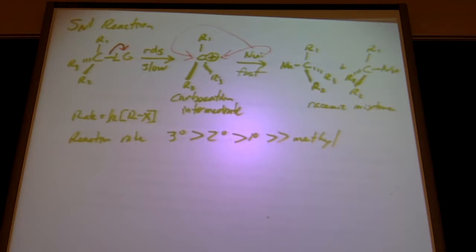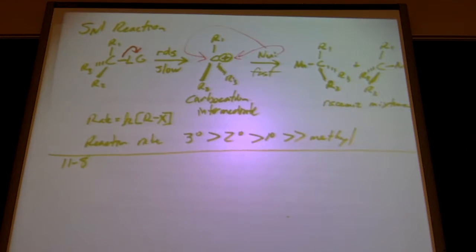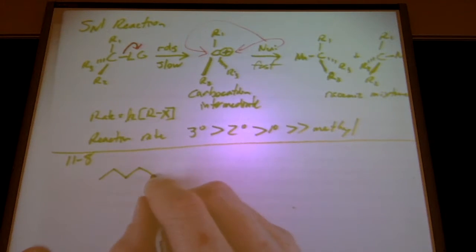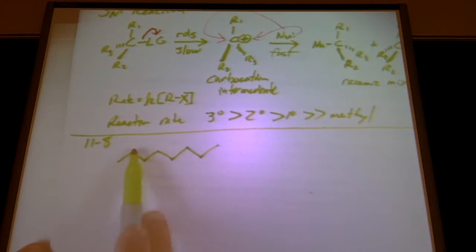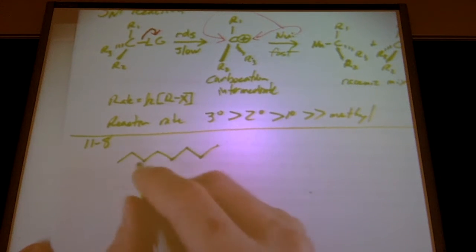11-8. What product would you expect from reaction of S-3-chloro-3-methyl-octane with acetic acid? So there's octane. 1, 2, 3, 4, 5, 6, 7, 8. 3-chloro, 3-methyl.